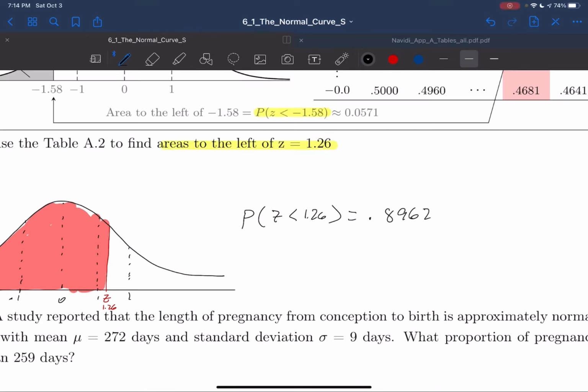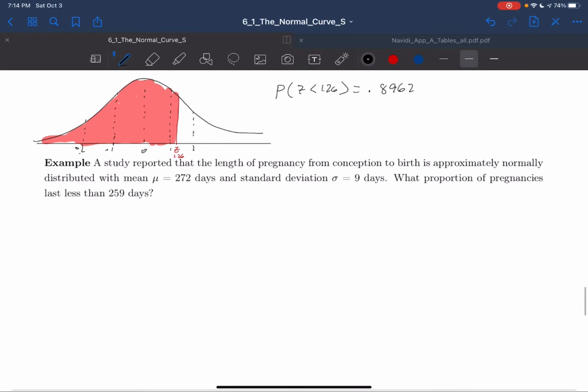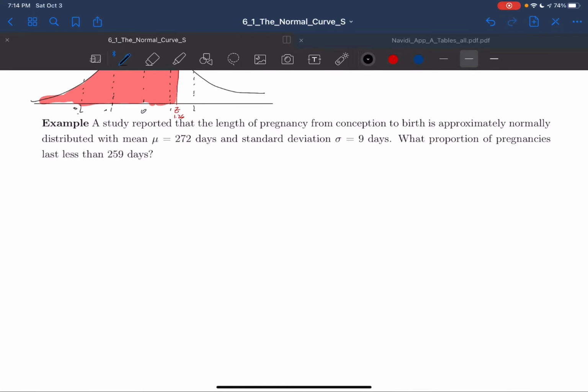Okay, so let's do an example that's a little bit more challenging. Let's say a study reported that the length of pregnancy from conception to birth is approximately normally distributed with a mean of 272 days and a standard deviation of 9 days. We want to know what is the proportion of pregnancies that last less than 259 days.